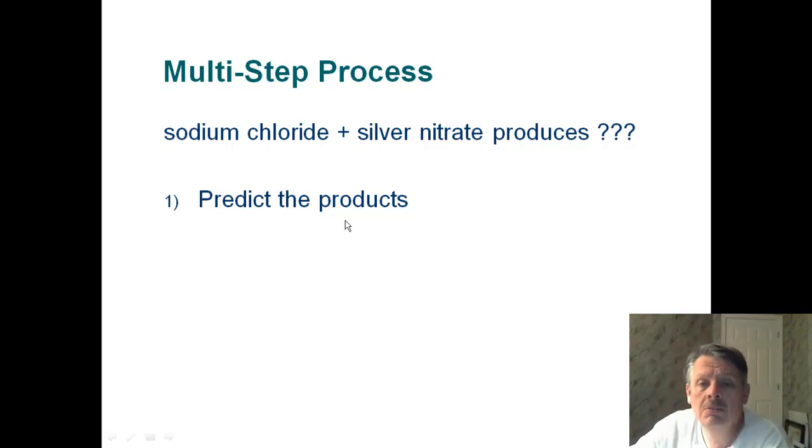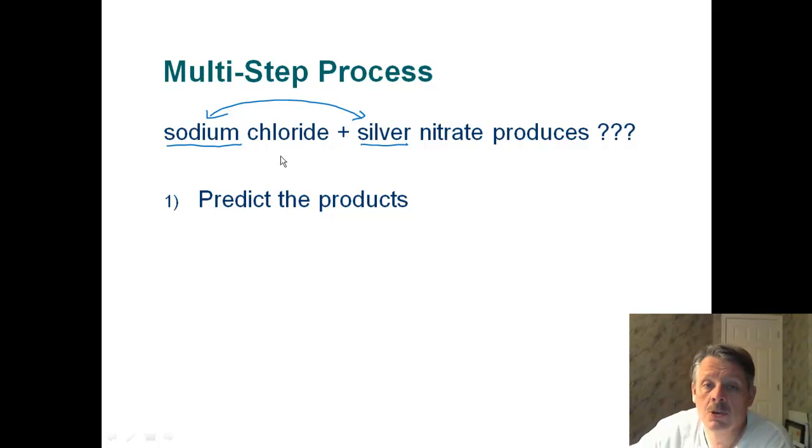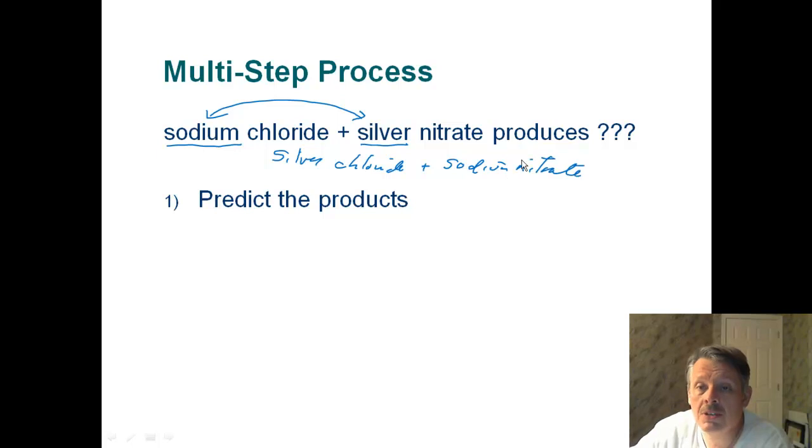Now, it's really easy to do this when you have names, because here you have sodium chloride and silver nitrate, and all you have to do is swap the words. So it's going to produce silver chloride and sodium nitrate. That is extremely easy. All you have to do is swap the first two words, because the first two words are going to be your cations. Right, so the first thing we have to do is predict the products.